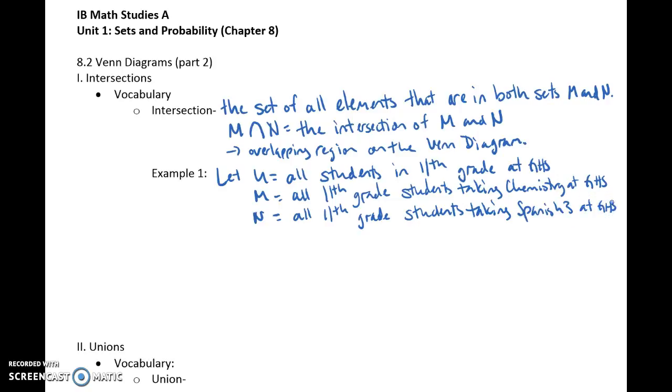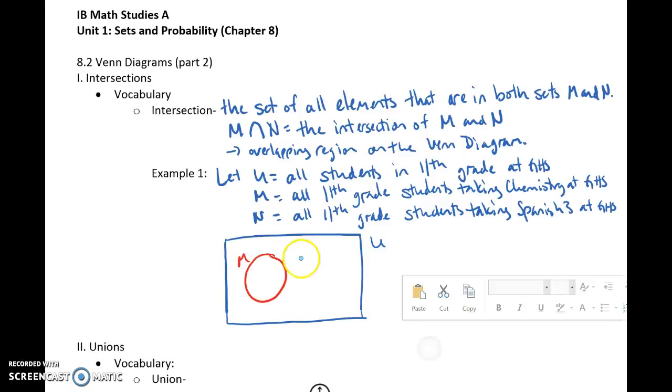Okay, we can depict this as a Venn diagram by, of course, drawing our universal set first. So these are all of our students at GHS. So that's you. And then M would be everyone taking chem. And we don't know the numbers, which is okay. We'll just depict it as a circle. And then N would be anyone who's taking Spanish 3.